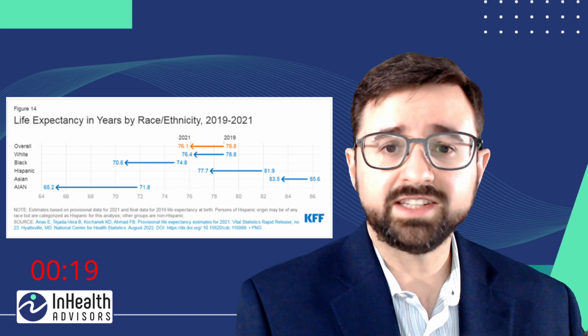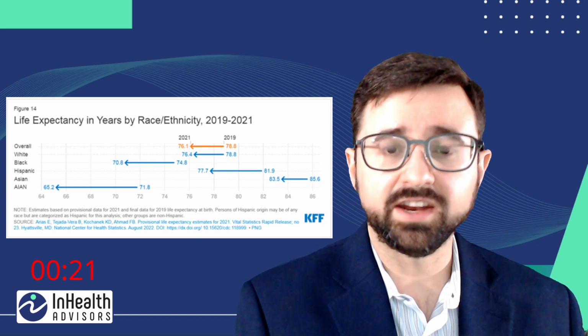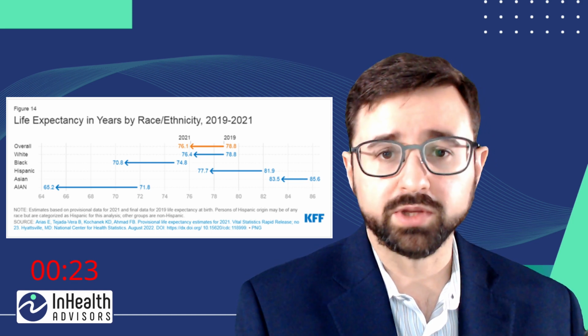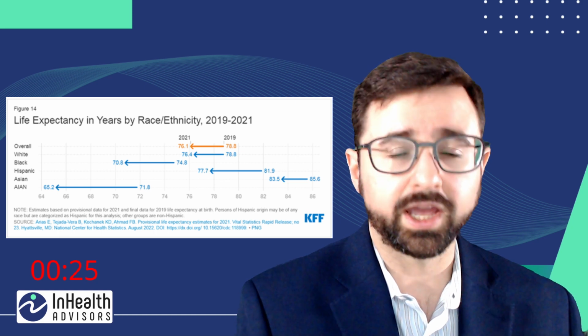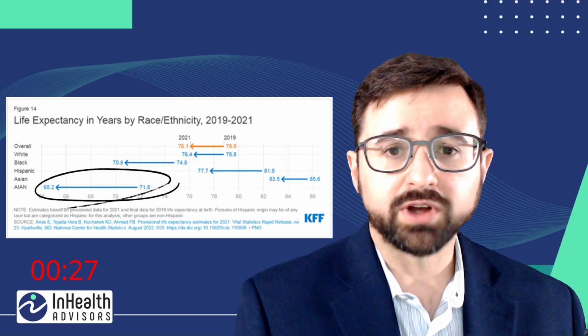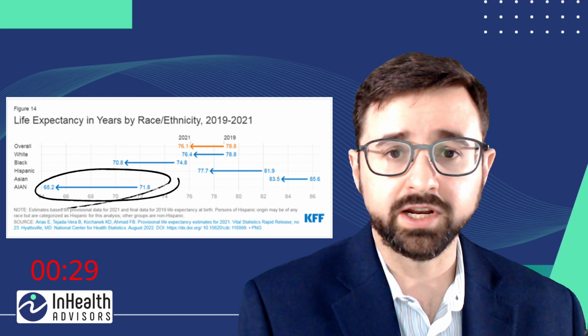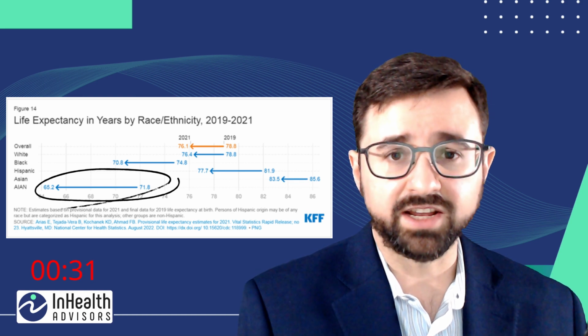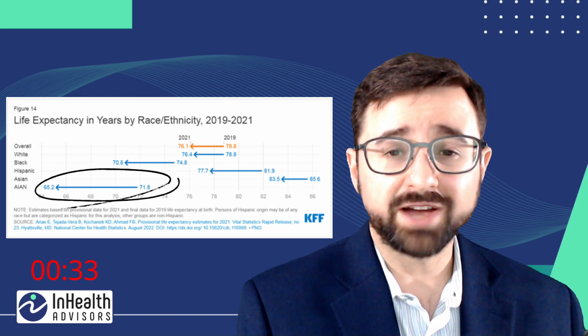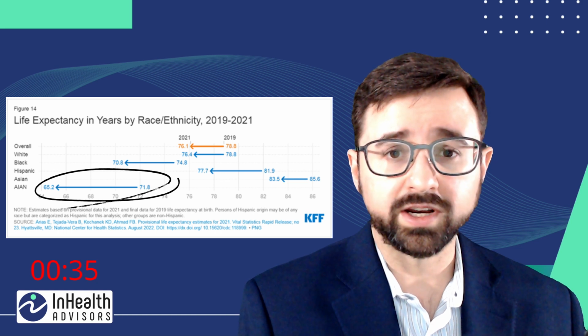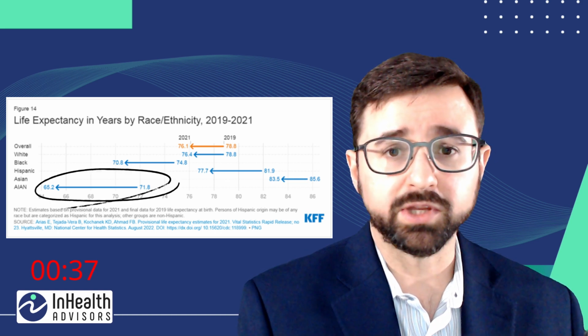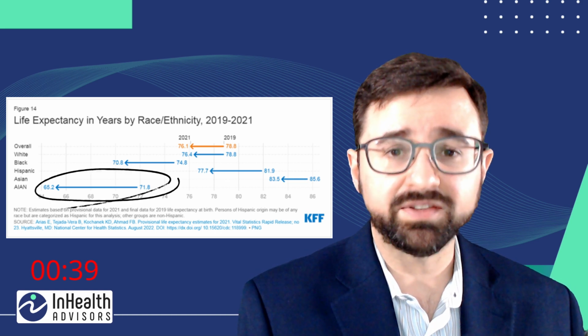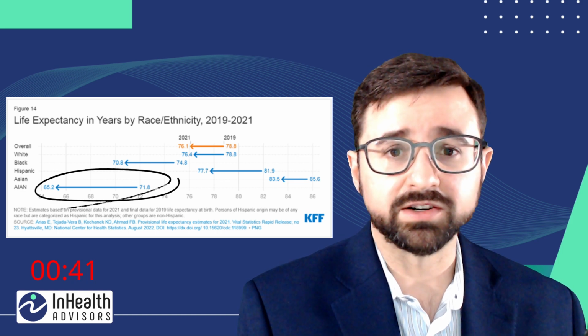The COVID-19 pandemic had a significant negative impact across all populations in the United States when it came to life expectancy. But the harms were especially concentrated in the American Indian Alaska Native population. From 2019 to 2021, life expectancy among this population decreased from around 72 years to 65 years. This illustrates what's at stake in terms of solving these challenges.